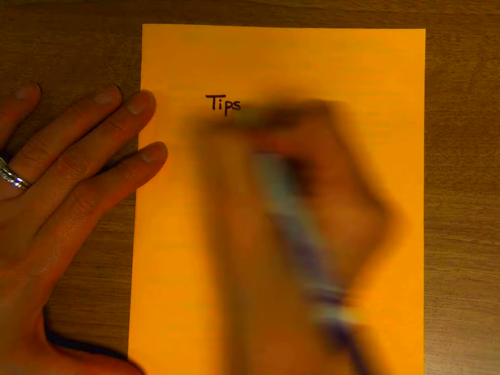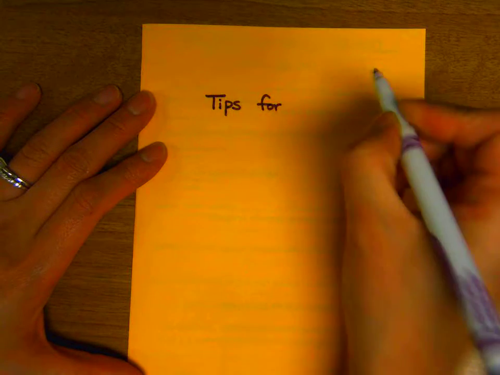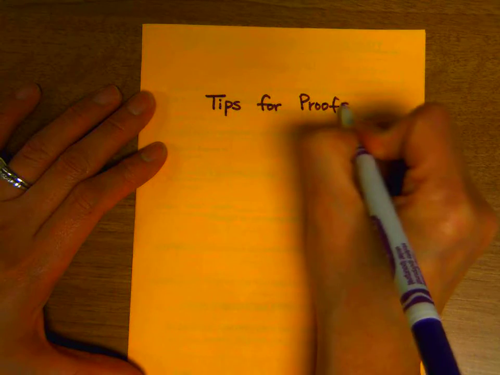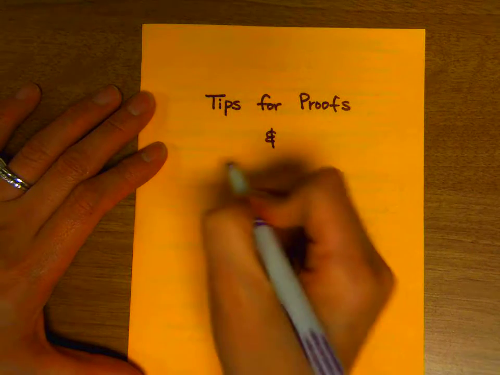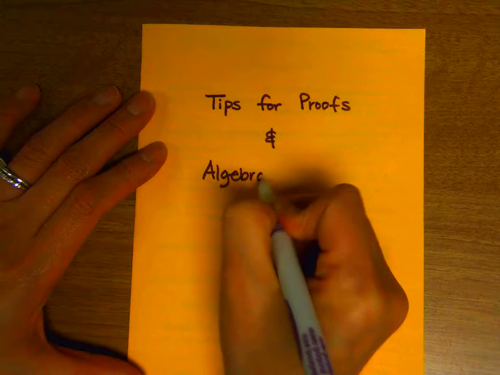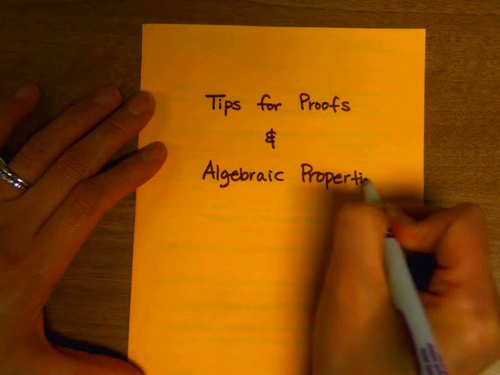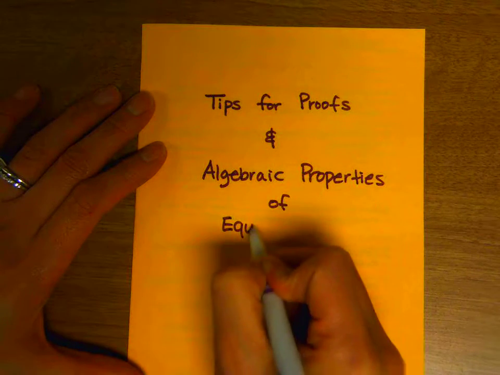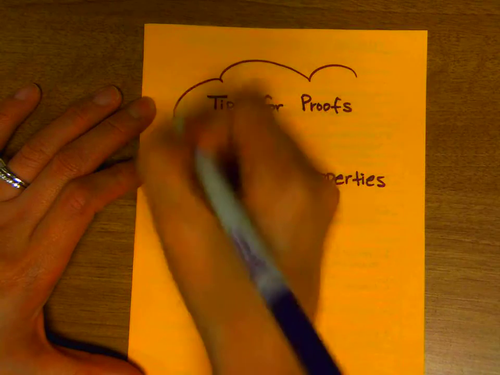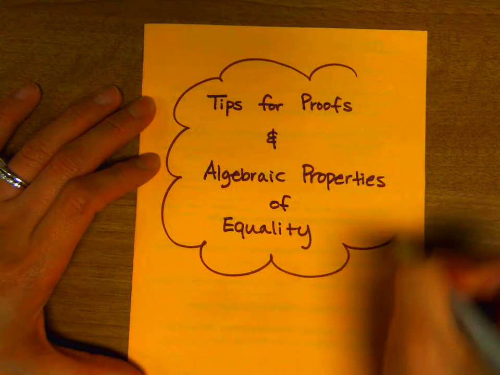Okay? And then I want to go back to our foldable. I'm going to just hold this interactive notebook on the side. When you're looking at the foldable, I want you to write a title, which is Tips for Proofs and Algebraic Properties of Equality. So that is the title for this foldable.